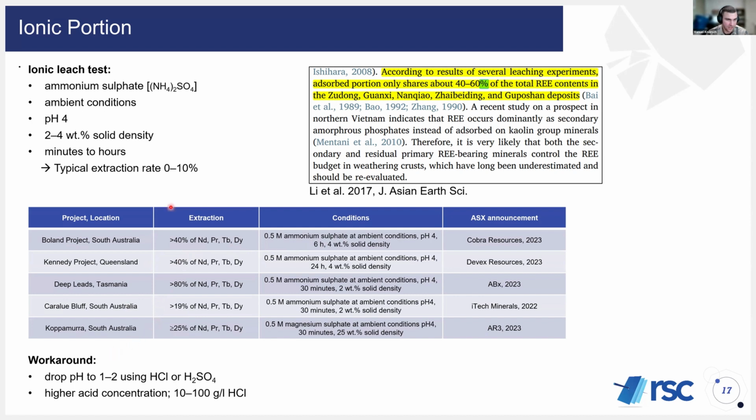If they don't, if they have the 0 to 10% extraction rate, a lot of companies either keep the same conditions and then they just drop the pH to 1 to 2 using hydrochloric acid or sulfuric acid. Or they just scrap the ionic leach test altogether and just use a lot of acid and also extract the rare earth from it. So they use between 10 to 100 grams per liter of HCl. A lot of companies are now using around 25 grams per liter. And that often gives recoveries of sometimes even up to 100%. But then it's always the question, how much iron, how much aluminum, how much silicon do you also get into solutions? That would be your gangue that you don't actually want to be in solution.